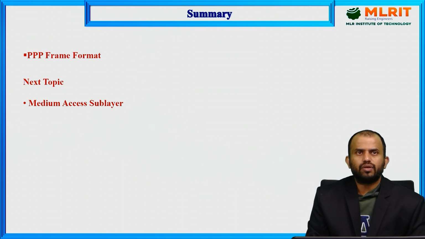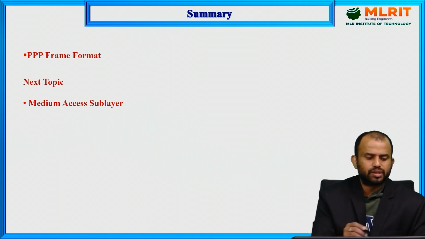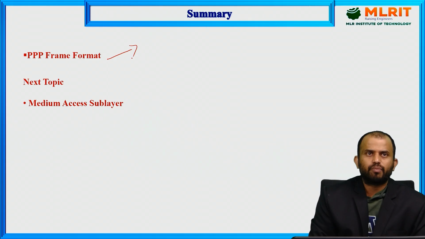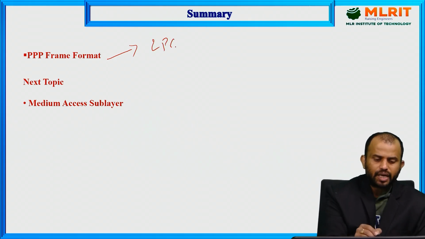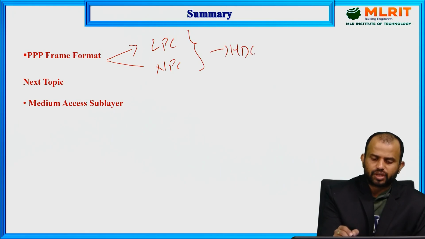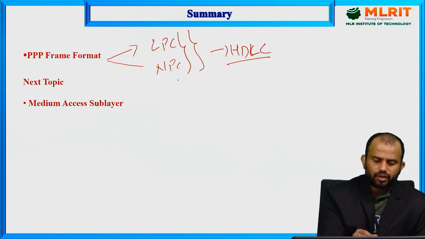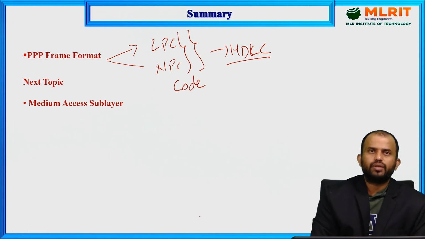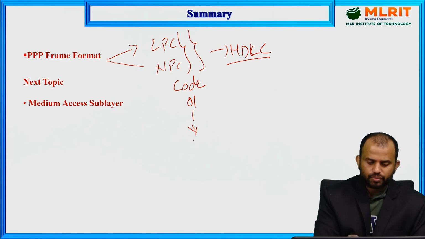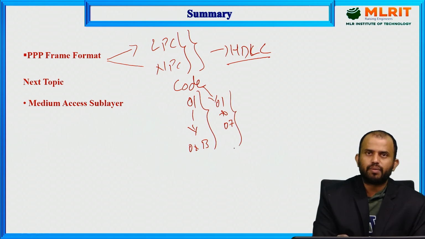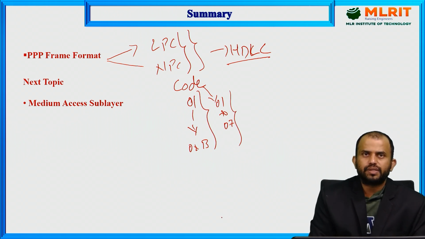So I conclude this session. In this session, we discussed the PPP frame format. In the frame format, we discussed LCP as well as NCP. These are different from the HDLC protocol frame format structure, and there is a small difference between these two protocols based upon what kind of code version we are using: the 00 code version till the 0B version, and here the code version of 01 to 07. So different kinds of code versions are implemented based upon the packet type of LCP and NCP that we discussed in the PPP frame format.